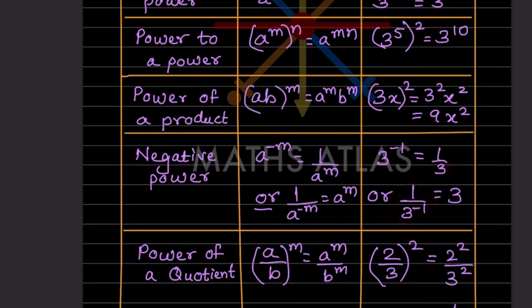And see how it came to 1 by 3 raised to minus 1. You are going to write 1 by 3 raised to minus 1, and that is going to be 1 by 3.